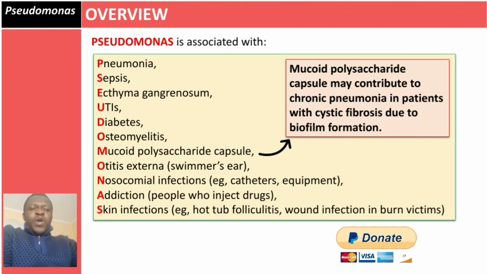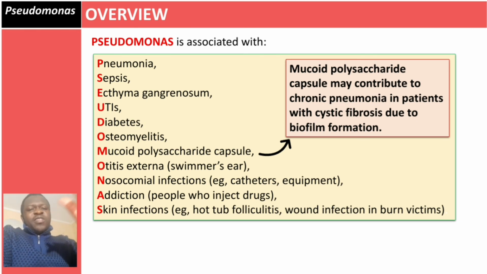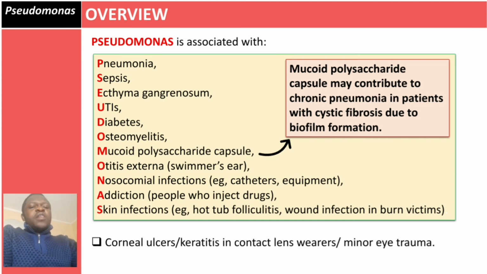Right, moving forward, we have what? Swimmer's ear, that's otitis externa. Nosocomial infections, just hospital-acquired infections. Don't be confused. Right, so through catheters and equipment like ventilators, addiction, IV drug abusers, skin infections, for example, hot tub folliculitis, wound infection in burn victims, right? It also occurs in people with corneal ulcers or keratitis in contact lens wearers, or eye microtrauma or minor eye trauma. Okay, that's cool.